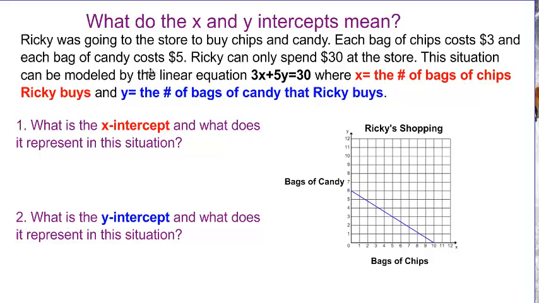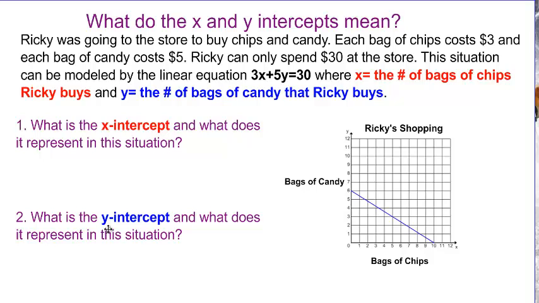The situation can be modeled by the linear equation 3x plus 5y equals 30, where x is the number of bags of chips that Ricky will buy and y is the number of bags of candy that Ricky will buy. This equation can be matched to the graph on the right down here. We have two questions to ask you. The first one is, what is the x-intercept and what does it represent in this situation? And the second one is, what is the y-intercept and what does it represent in this situation?